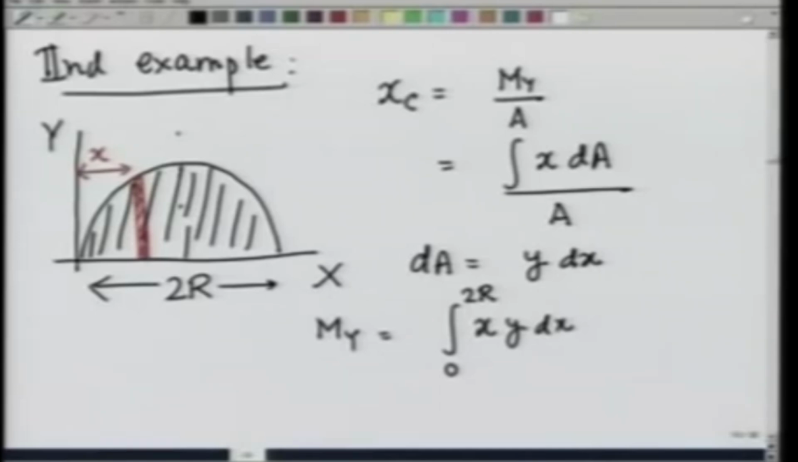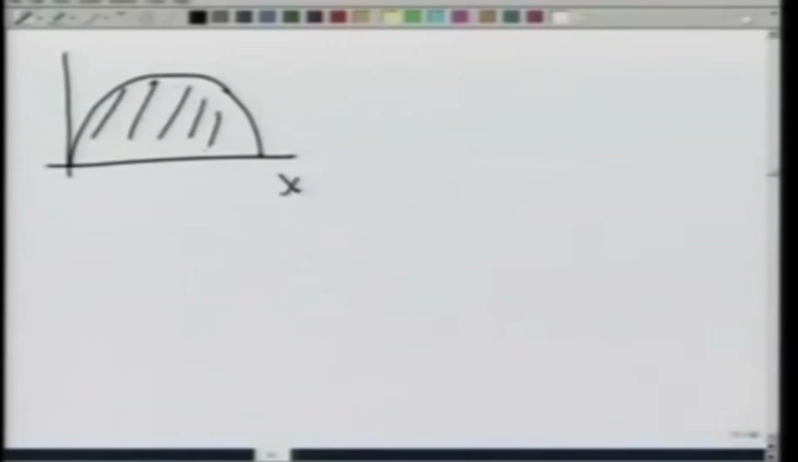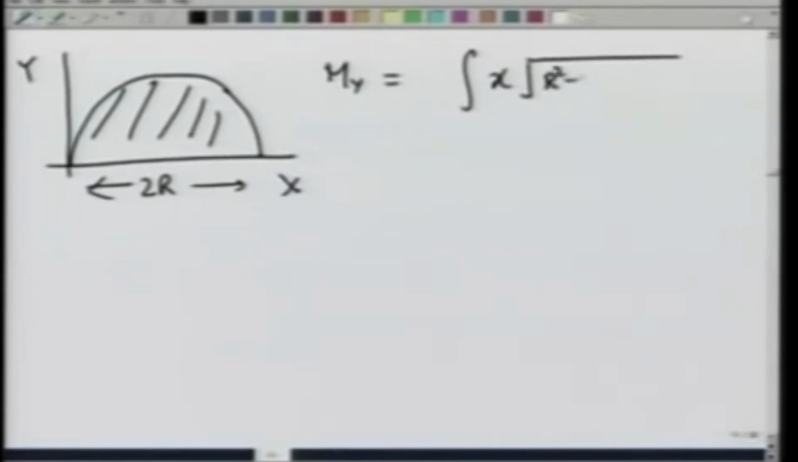What about the value of y at a given x? The equation of the circle whose center is at r, 0 is going to be (x minus r) square plus y square equals r square, and therefore y is equal to square root of r square minus (r minus x) square, and therefore my for the semicircle area is going to be equal to integration x y, which is x times square root of r square minus (r minus x) square dx, 0 to 2r.